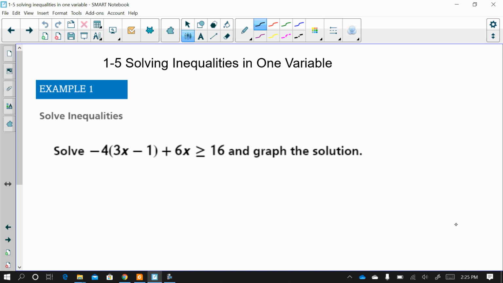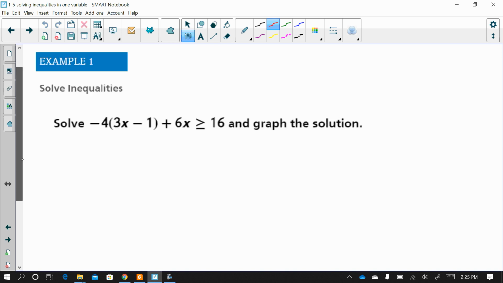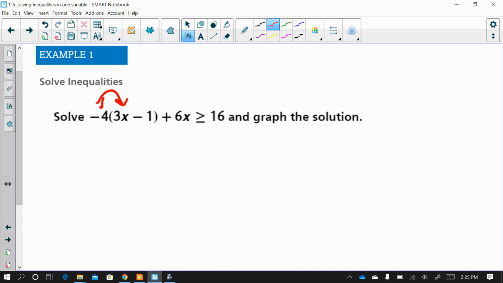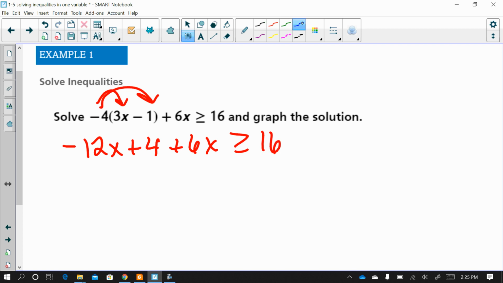We want to solve this inequality and graph the solution. Okay, so solving is just like solving an equation. Your goal is to get all your x's on one side and get x by itself. So first thing here, we should probably distribute. So if I distribute that -4, I get -12x. Be careful here, negative times a negative makes a positive, so +4 plus 6x is greater than or equal to 16.